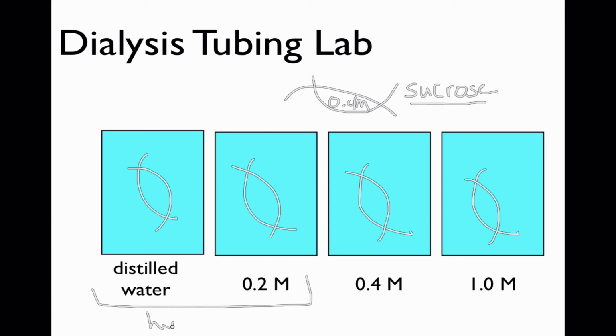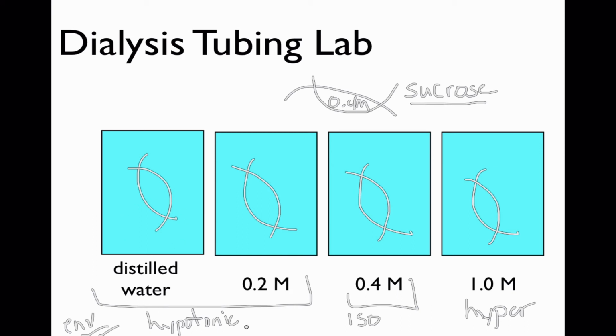So we call these types of environments hypotonic environments. All right, this one is balanced, so that's an isotonic environment, and this environment here is much higher than what's inside the cell, so this is a hypertonic environment. All right, and again, we're talking about the environments compared to the cytoplasm of the cells.